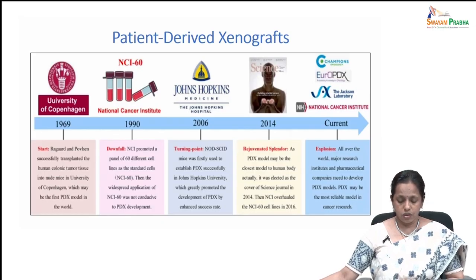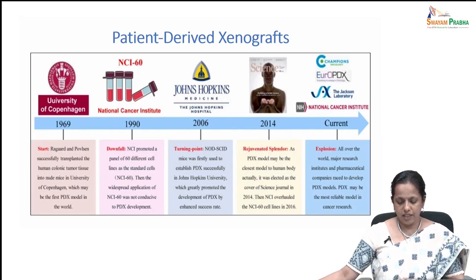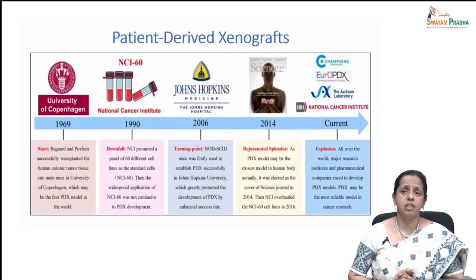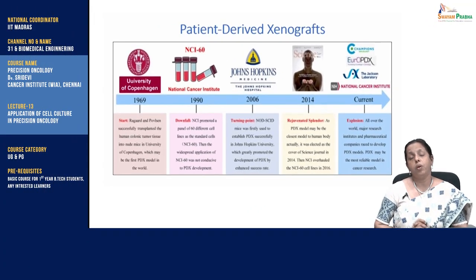In 2014, the PDX model was featured in the journal Science as a cover story, and this is when the NCI overhauled the NCI-60, the 60 cell lines, in 2016. They declared that these cell line models would be retired that year. Now many pharma companies, research labs and institutes are racing to develop PDX models, and this is the perfect model for evaluation of anti-cancer drug treatment.